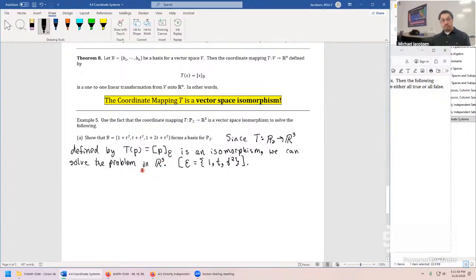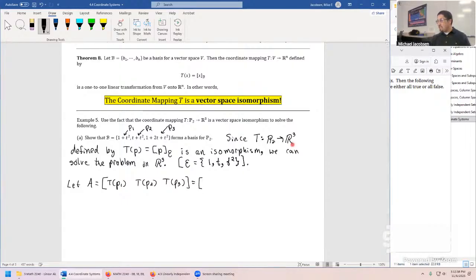So if we're going to solve this whole problem in R3, here's what it looks like. Let A be defined by T at p1, T at p2, T at p3, where p1 is 1 plus t squared, p2 is t plus t squared, and p3 is 1 plus 2t plus t squared. So these three different vectors in the thing we're trying to show as a basis. So we're transferring the whole problem into R3 the moment we say this, because T goes from P2 into R3 itself.